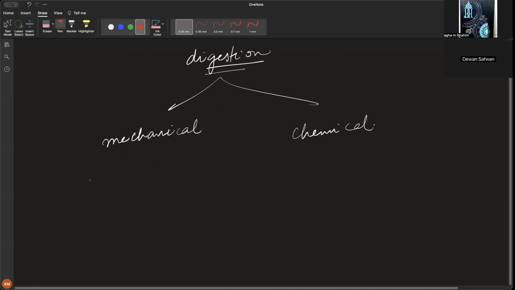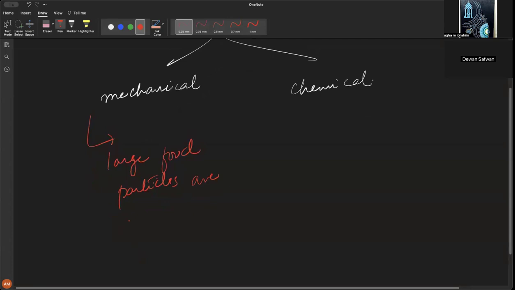What is mechanical digestion? In mechanical digestion, basically, large food particles are broken down into smaller pieces, smaller pieces.